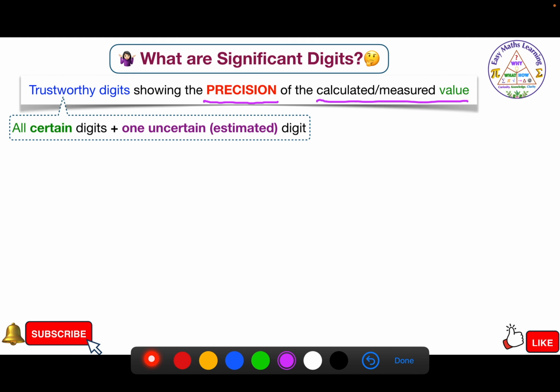Significant digits, also called trustworthy digits, consist of all certain digits and one uncertain digit. Certain digits means digits measured exactly. Uncertain digit means digits measured with uncertainty, or it is estimated.